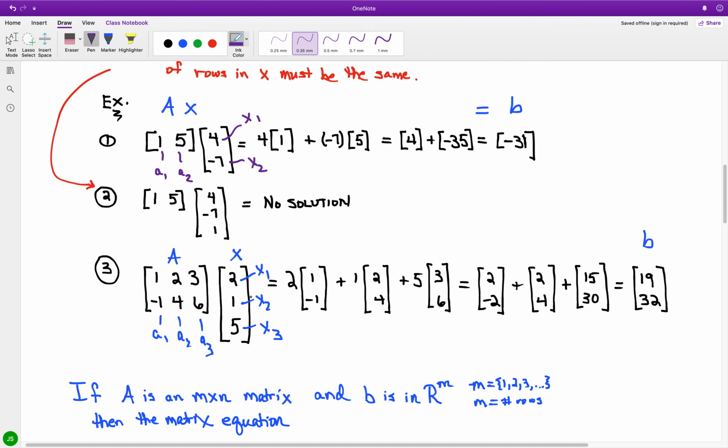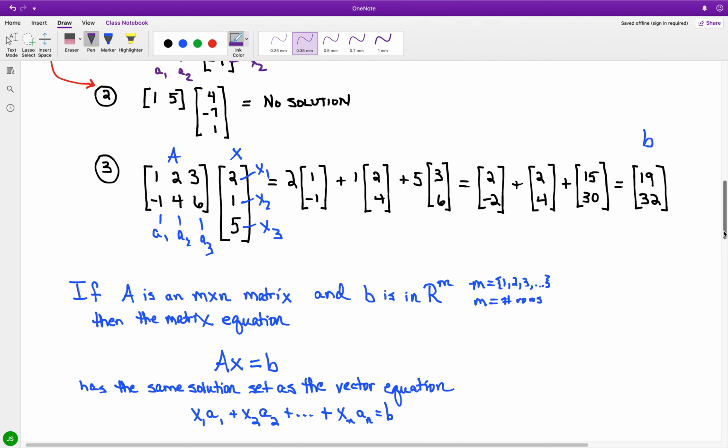So I have 2 times 1, 1, x of 2 with a2, so I have 1 times 2, 4, and x of 3 with a3, I have 5 times 3, 6, and distributing, okay, so we have 2, negative 2, and still I had the maintaining of 2, 4, and 5 over 3, 6, I have 15, 30, and we have 2 plus 2 plus 15 comes out to 19, negative 2 plus 4 is 2, plus 30 comes out to 32, and that will be the result we have in b.